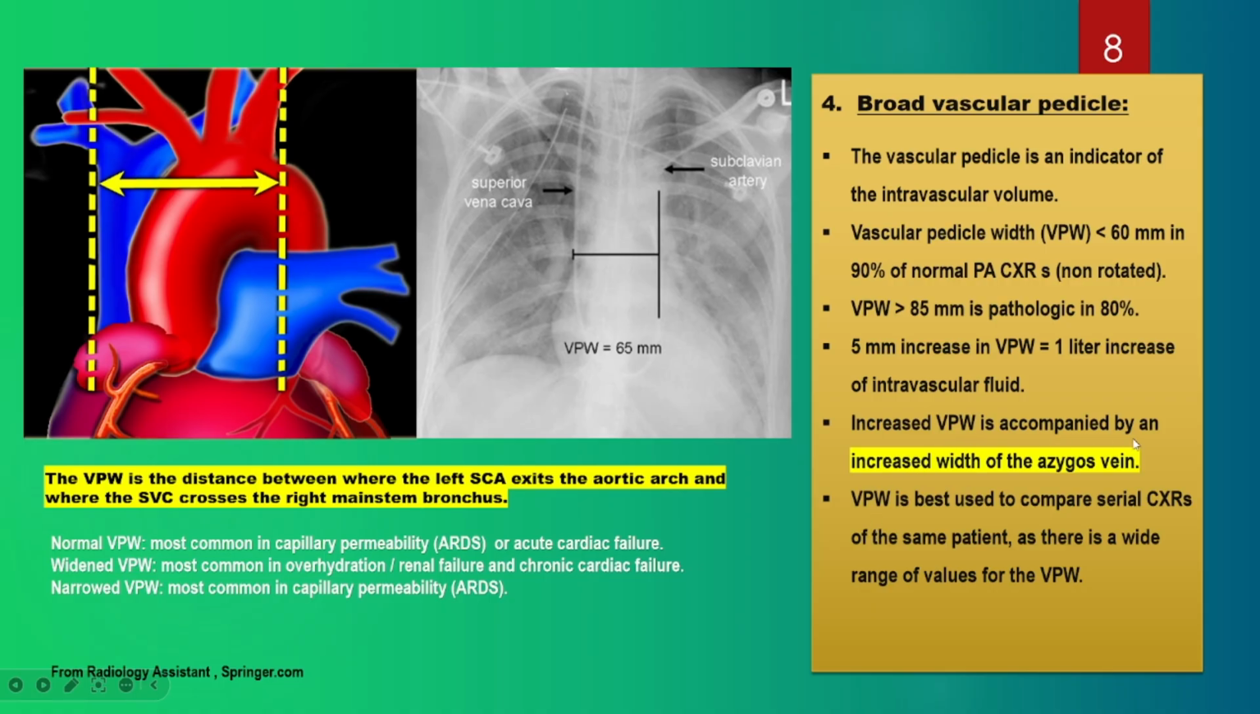Increased vascular pedicle width is associated with increased width of the azygous vein. But because of the wide range of values of vascular pedicle width, it is best to compare serial chest X-rays to assess whether there is progressive increase in vascular pedicle width. This measurement is important in differential diagnosis also, because normal vascular pedicle width is most common in ARDS and acute cardiac failure. Widened vascular pedicle width is most common in overhydration, renal failure or chronic cardiac failure, and it can be narrowed in ARDS.